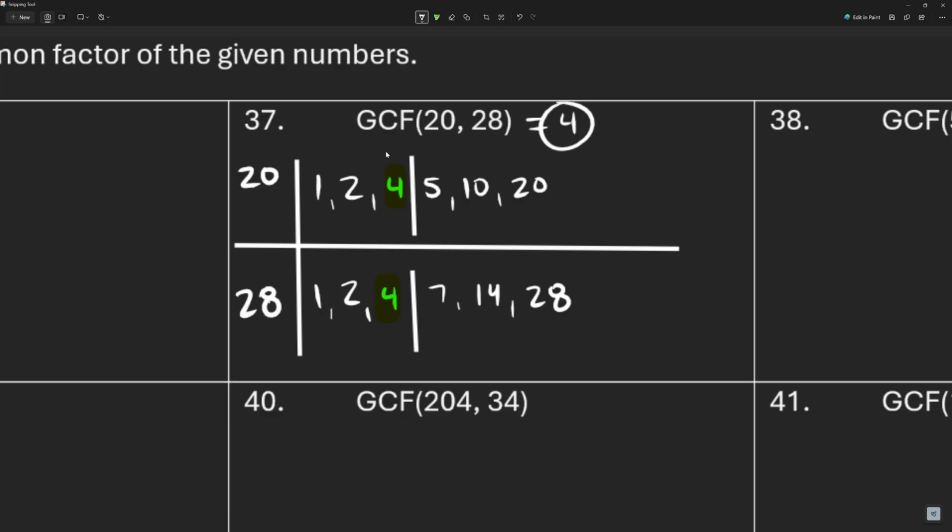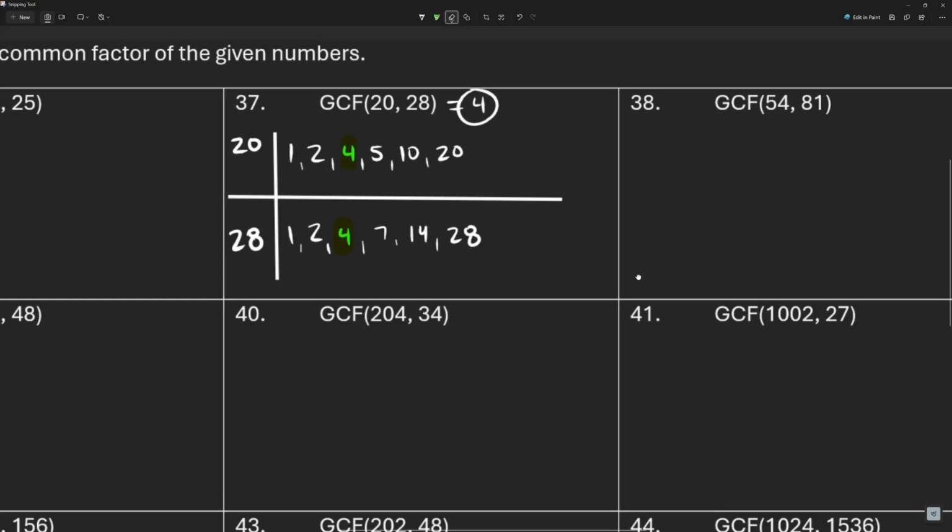right? 1 times 20 is 20, 2 times 10 is 20, and then 4 times 5. So I kind of know when I'm done. When I hit 4, I was like, well, 4 times 5, and now I can start going backwards, 2 and 10, and 1 and 20, right? So there's a little bit of symmetry there in terms of the factors. It's kind of a little bit helpful.